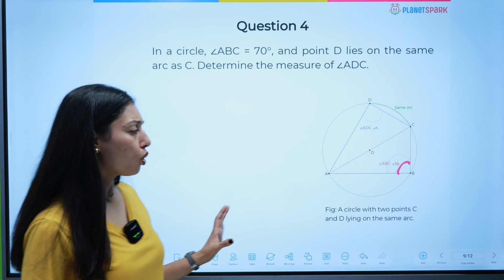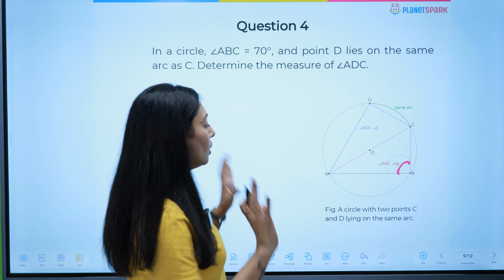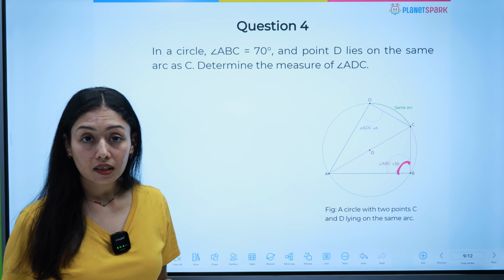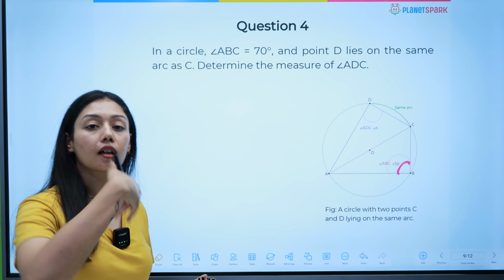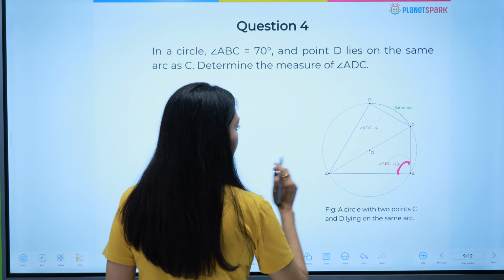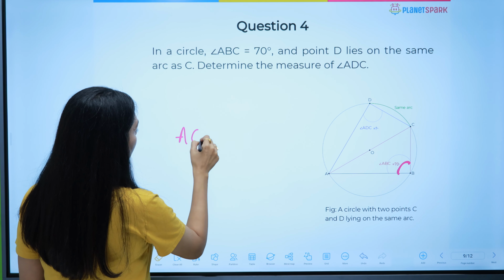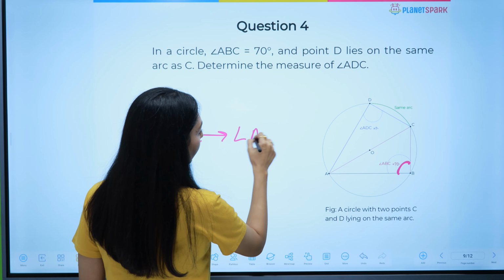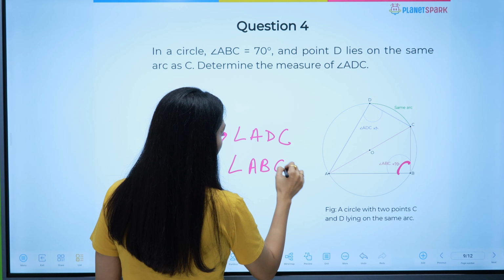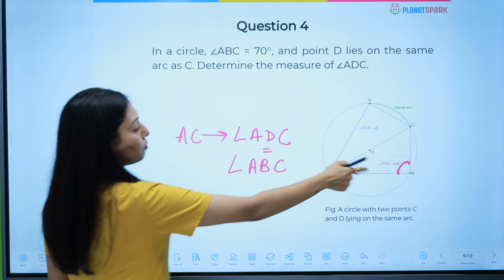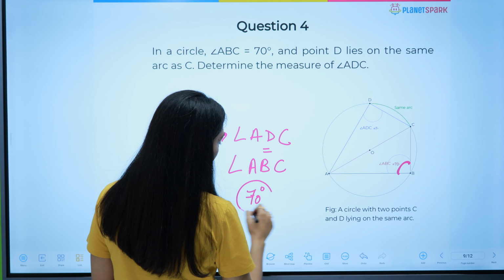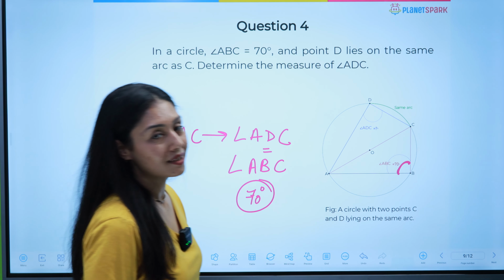Now what is happening? We don't have two chords. We have a single chord which is subtending these two angles, right? Equal chords subtend equal angles, so if the same chord subtends two angles, those will also be the same. So we can say AC is subtending angle ADC and angle ABC, so both will be equal. ABC is given as 70 degrees, so ADC will also be 70 degrees, and that will be our answer.